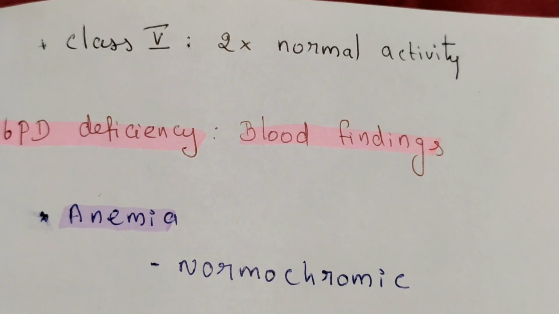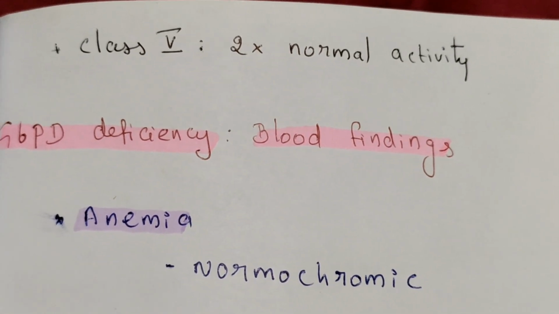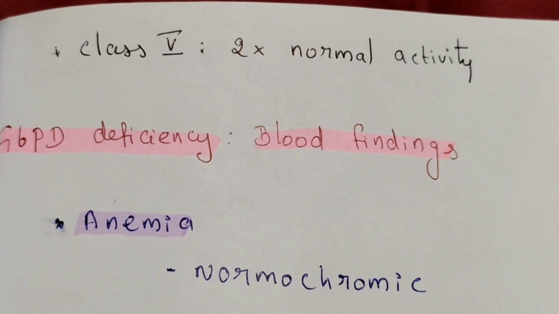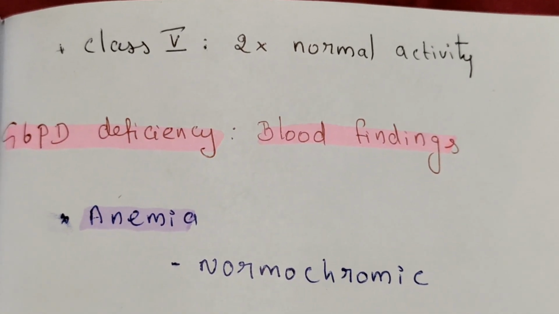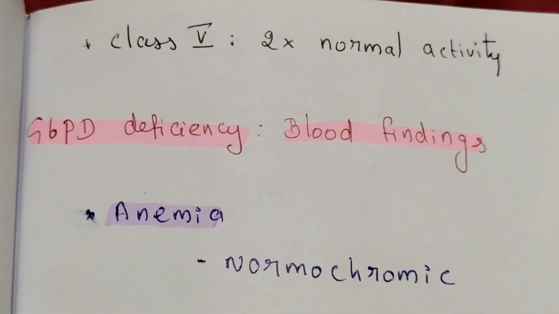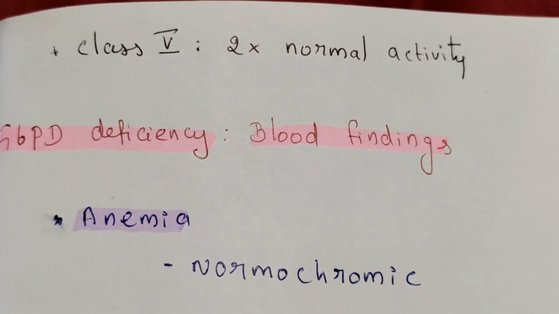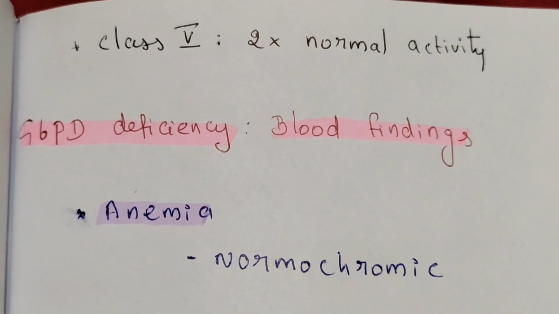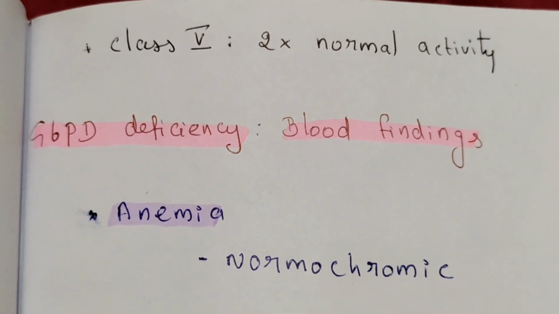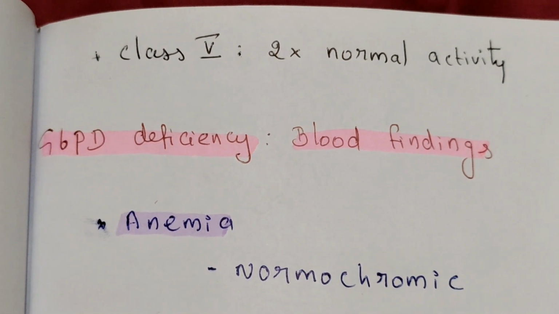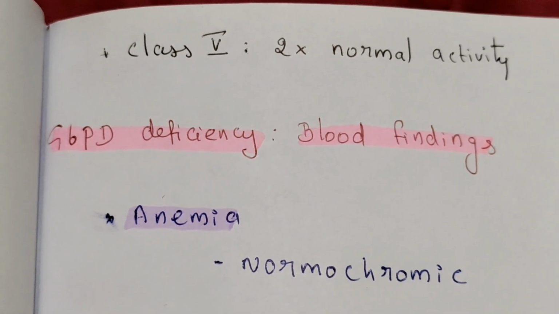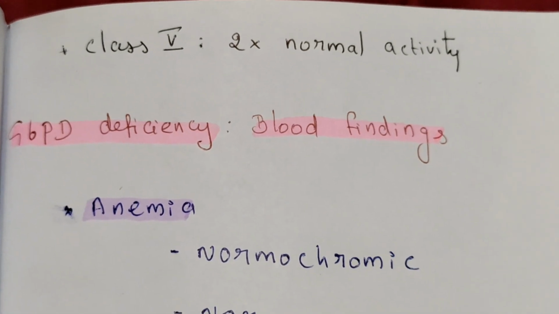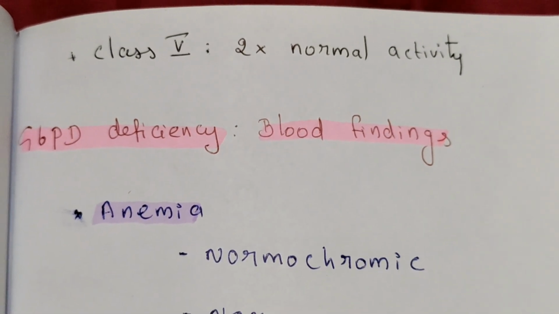Class 5 is interesting in that they actually have increased activity of glucose-6-phosphate dehydrogenase. They have about 2 times the normal activity, and there does not seem to be any clinical issue with this individual at all. So what are some of the blood findings of glucose-6-phosphate dehydrogenase deficiency?